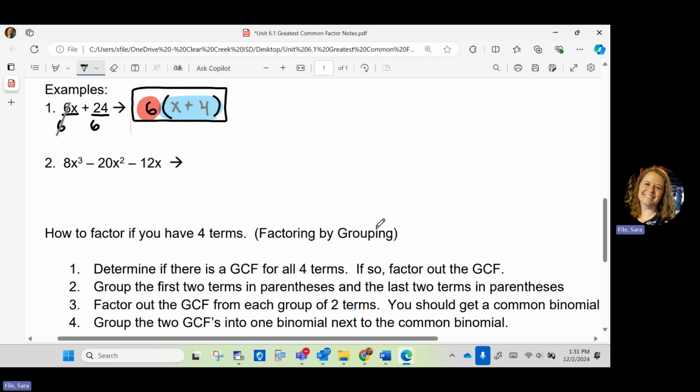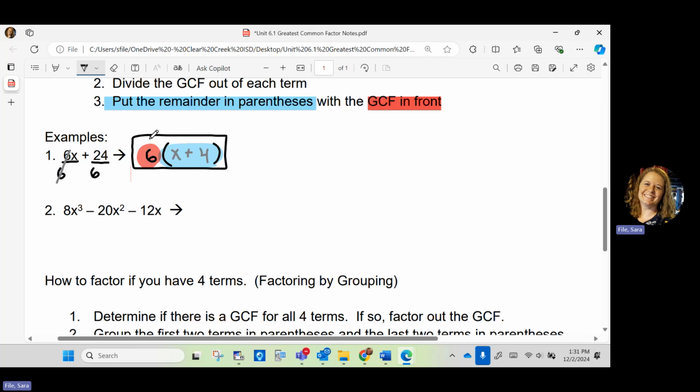Okay, so back before Thanksgiving, we worked with polynomial operations. We multiplied. We know we could distribute this 6, right? We could multiply it by everything in the parentheses. It would get us back to what we started with. So factoring is going backward. We're dividing things out instead of multiplying them in. It's the reverse of what we were doing before.